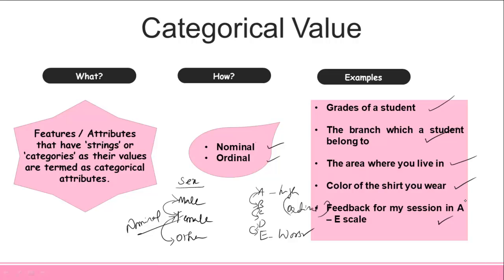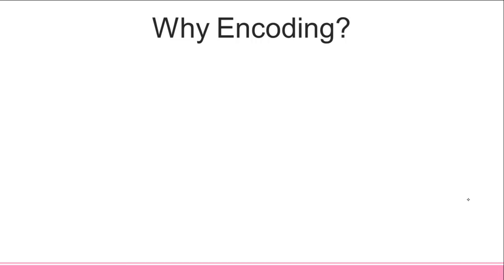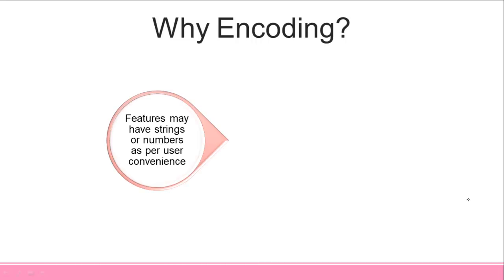So these are the examples for the categorical value. Moving on, why encoding is required. We know that features may have strings or numbers as per the user convenience. We want to get input from the user, and the users need to visualize the data set. So the inputs are received from the user, and the users again have to visualize the data set. So it's mandatory for a quicker and more comfortable representation in the data set.